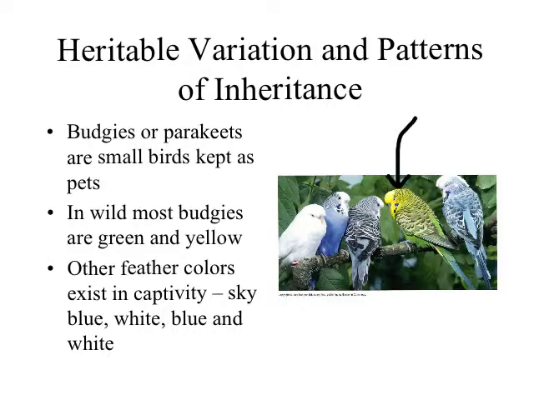Now in the wild, most of these budgies are going to be green and yellow, like my Pretty Bird. But in captivity, we can also find other colors that exist, like blue and white, and a combination of blue and white and sky blue and stuff like that. So let's see how this works.